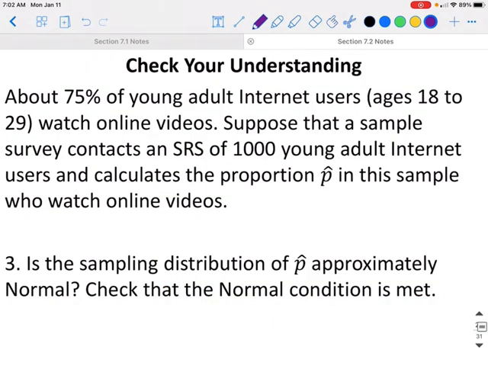Is the sampling distribution of p hat approximately normal? Check the normal condition is met. So to check the normal condition, remember you do the sample size times the probability of success, and you do the sample size times the probability of failure. And this is going to give us 750 and 250. Since both of those numbers are greater than or equal to 10, we know that the normal condition is met.